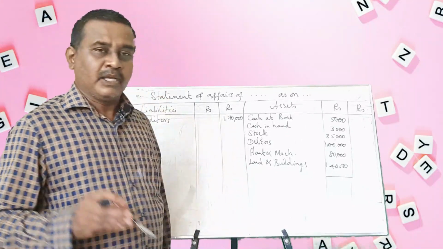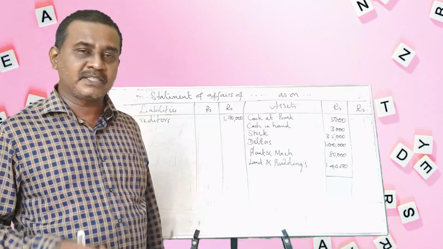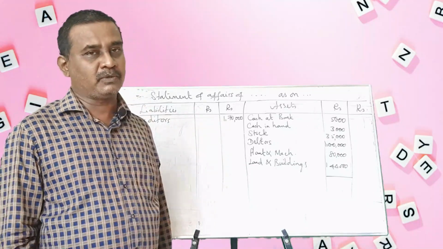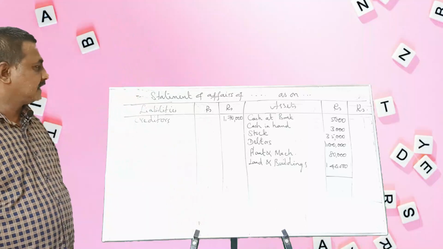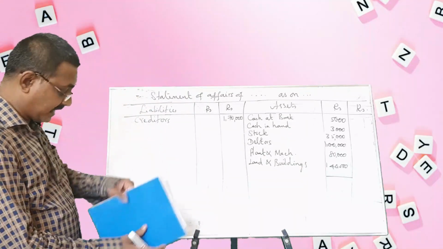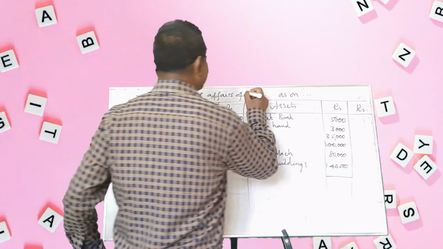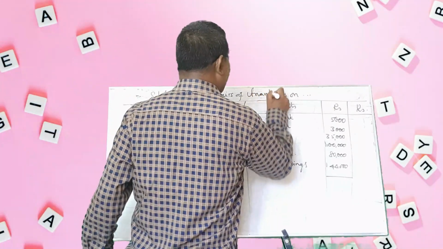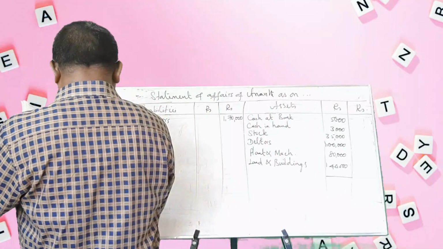First, let us prepare a statement of affairs with the opening figures and find out the opening capital. Students, come, let us find out the opening capital. Statement of affairs of, they have given the name as Anand. Anand. As on. What is the date given in the first column?